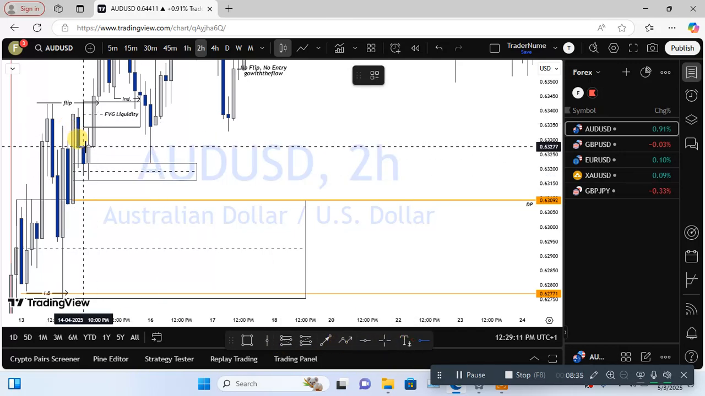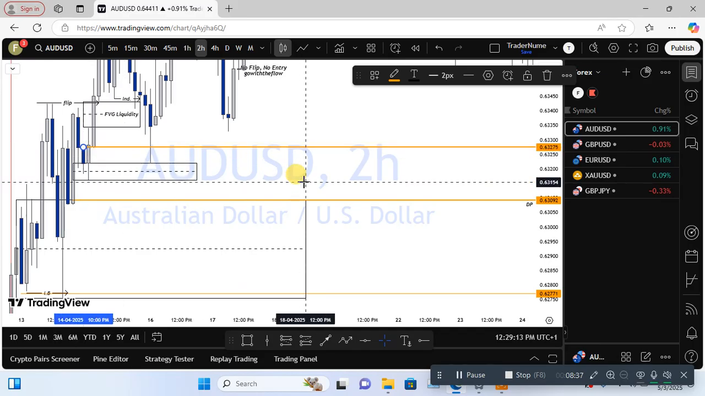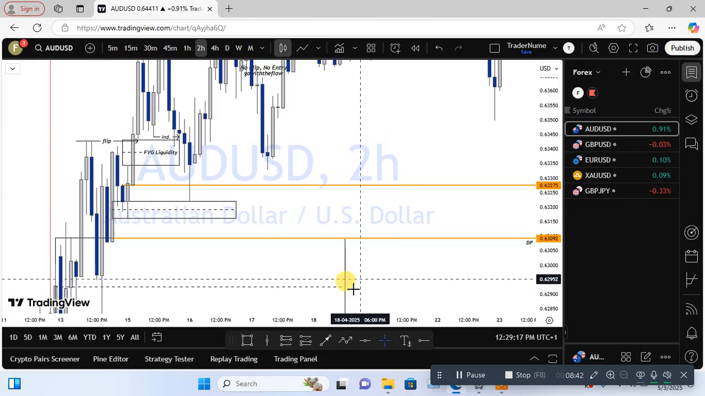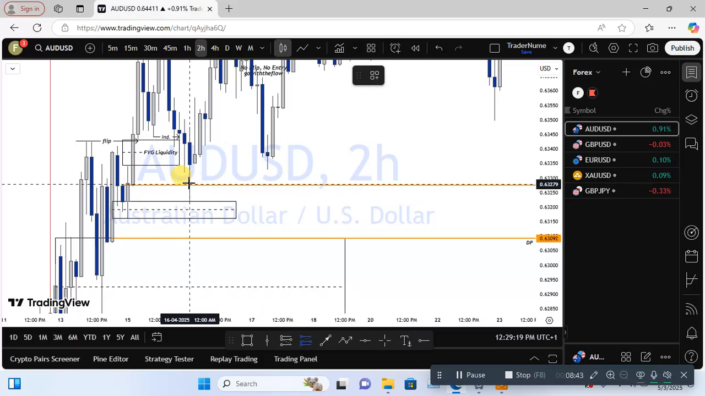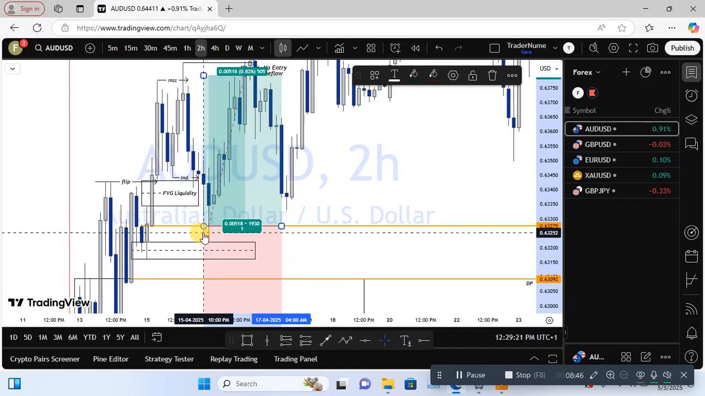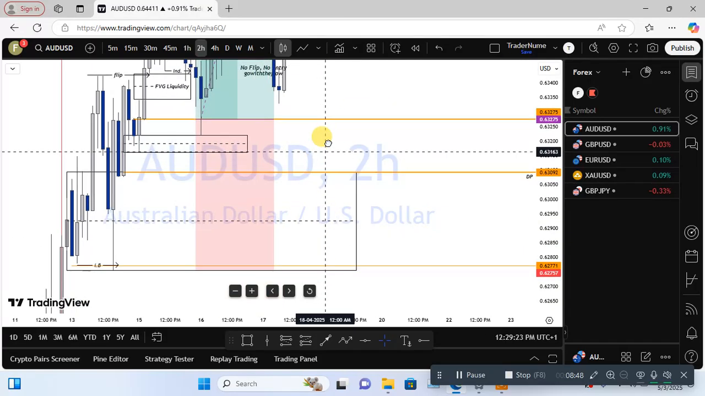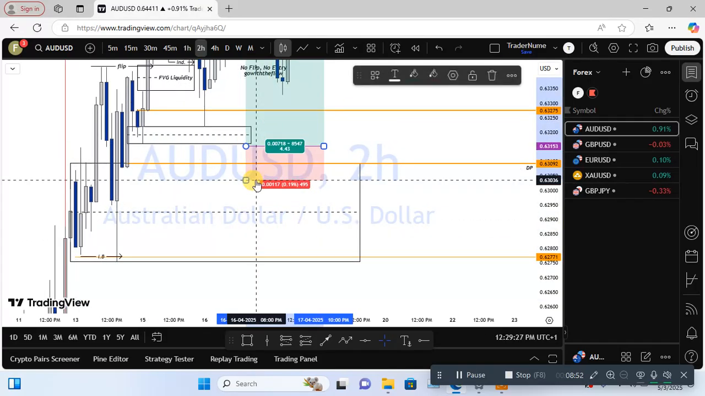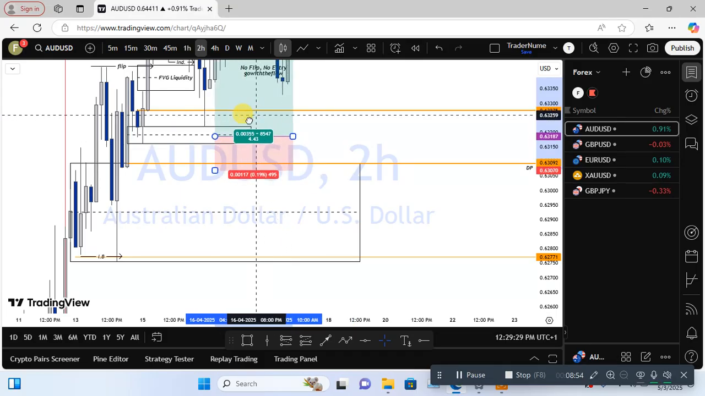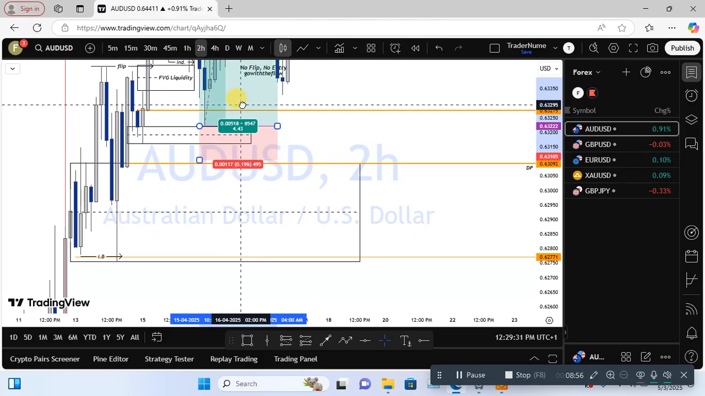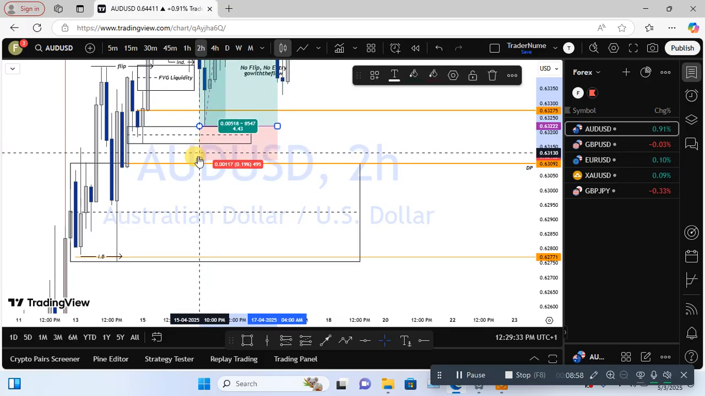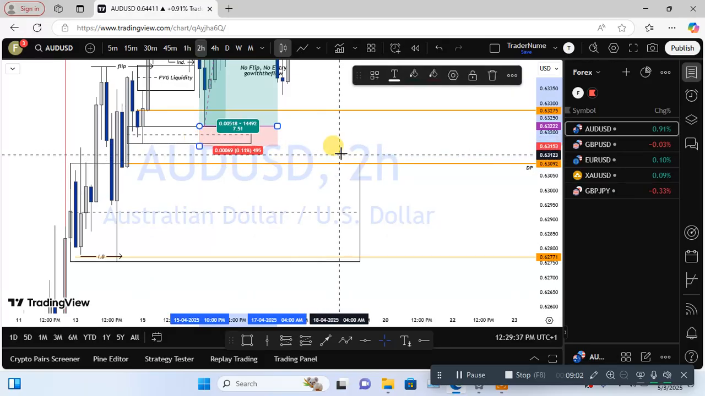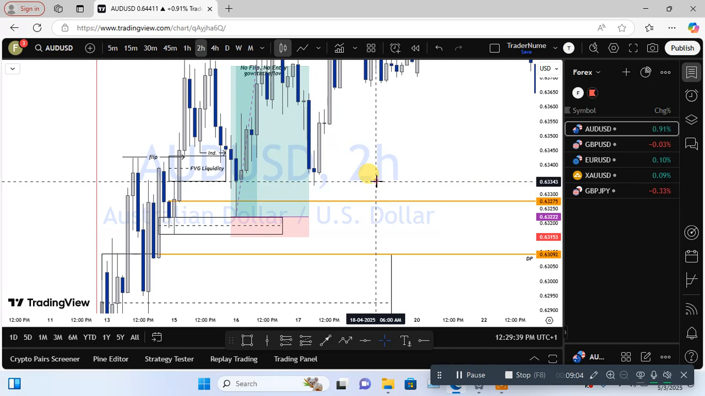This could just be your entry here, but it's risky because price did not actually, but we're going to see what really happened. Then our stop loss a little bit above this low, understand, 7 pips.